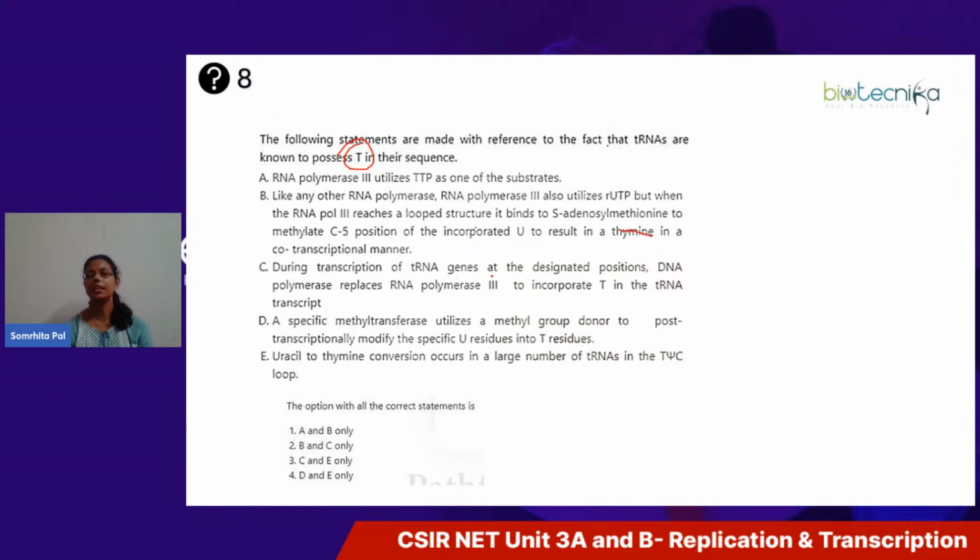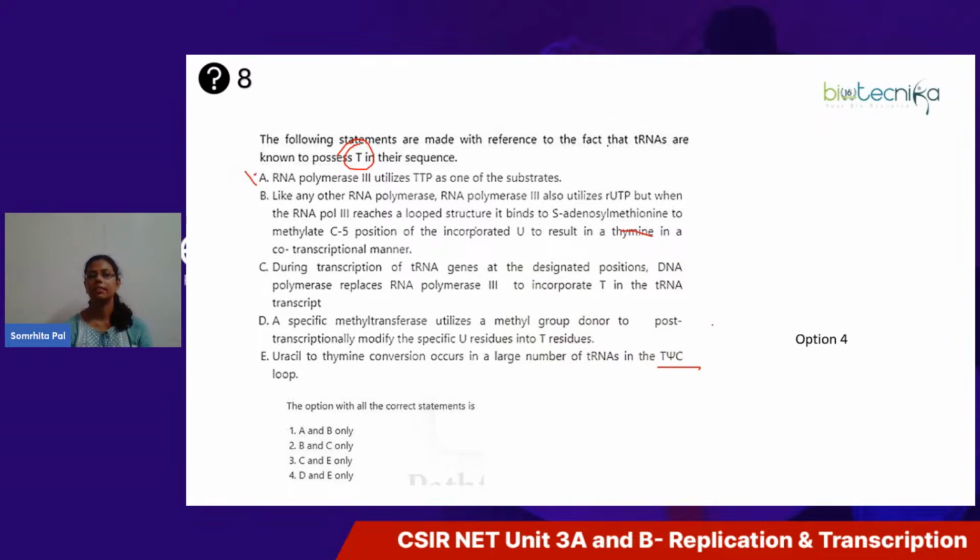During transcription of tRNA genes at the designated position, DNA polymerase replaces RNA polymerase 3 to incorporate T in the tRNA transcript. A specific methyltransferase utilizes a methyl group donor to post-transcriptionally modify the specific U residues into T residues, and uracil to thymine conversion occurs in a large number of tRNAs in the T psi C loop. The correct answer here is option 4.